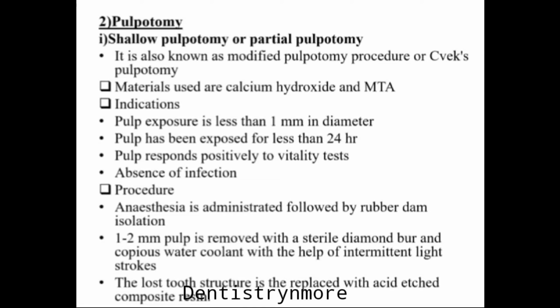Next we are moving to pulpotomy, and the first one is shallow pulpotomy or partial pulpotomy. It is also known as the modified pulpotomy procedure, and the materials used are usually calcium hydroxide or MTA, and the indications include pulp exposure less than 1 mm in diameter, pulp exposed for less than 24 hours, pulp responds positively to vitality test, and absence of infection.